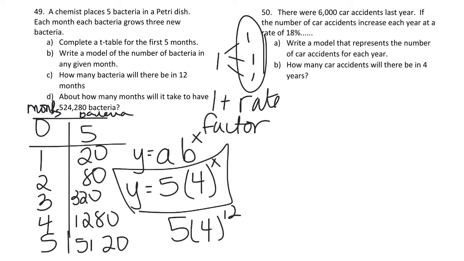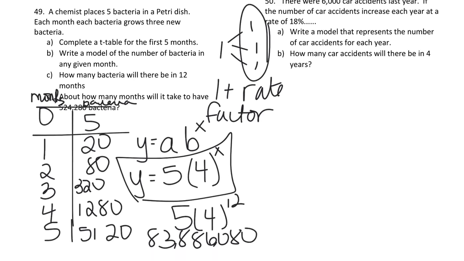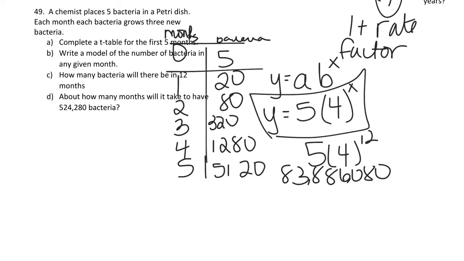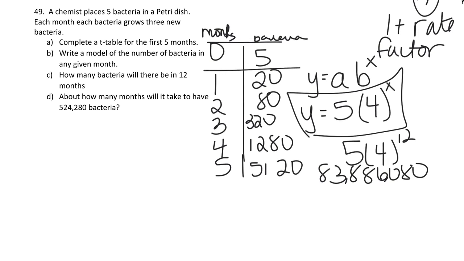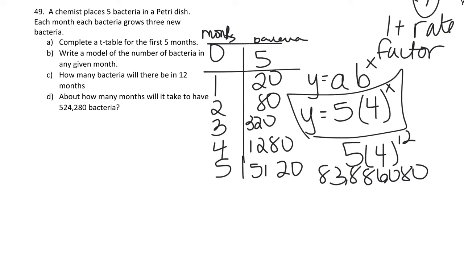And that's really large, 83,886,080. And then about how many months will it take to have 524,280 bacteria? So we know it's between 5 and 12.